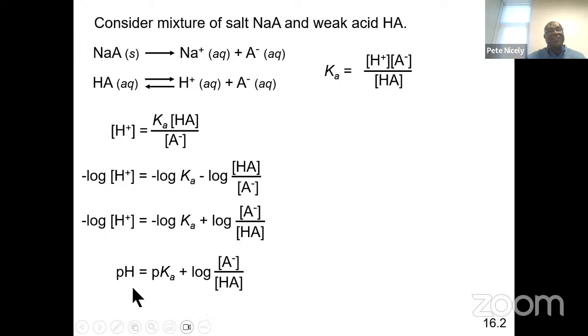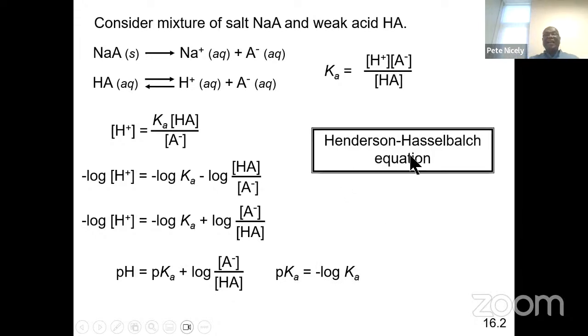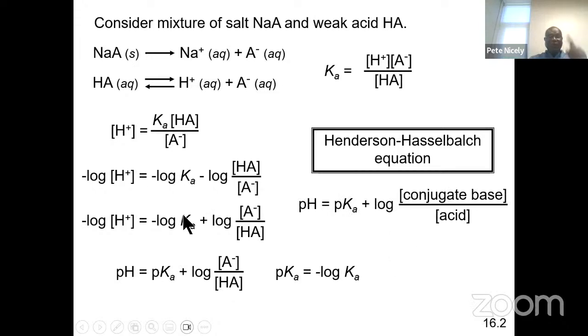This equation is very useful for calculating the pH of a solution where the weak acid is in combination with the salt of the weak acid in the same solution. And this equation has a special name: it's called the Henderson-Hasselbalch equation. There's also a name given to this type of solution, which we're going to see on the next slide. But before that, this is a generalized way of expressing the Henderson-Hasselbalch equation: pH is equal to pKa plus log of the concentration of the conjugate base divided by the concentration of the acid.